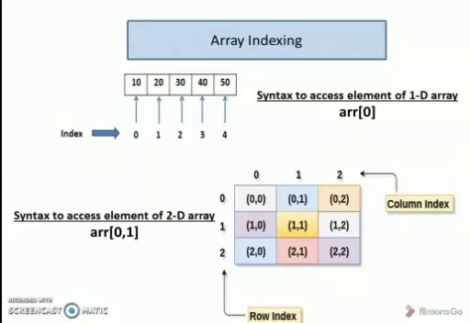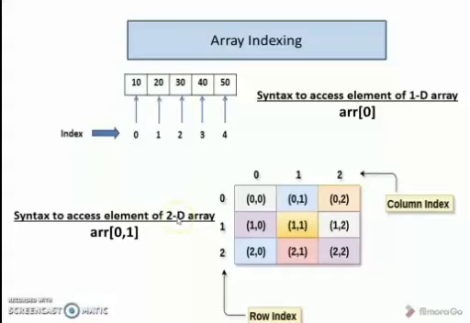Now we will see how to access array elements. As I told you earlier, we access element using indexing, and indexing starts from 0. So to access first element, we will write arr, inside square bracket we pass index. So to access first element, we will write arr, inside square bracket 0. So to access particular element, we write array name, and inside square bracket we pass index.